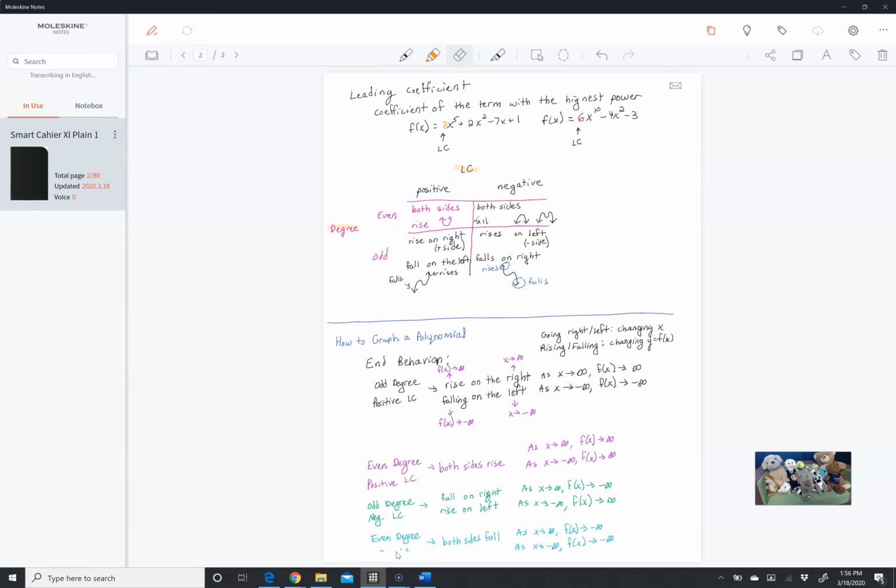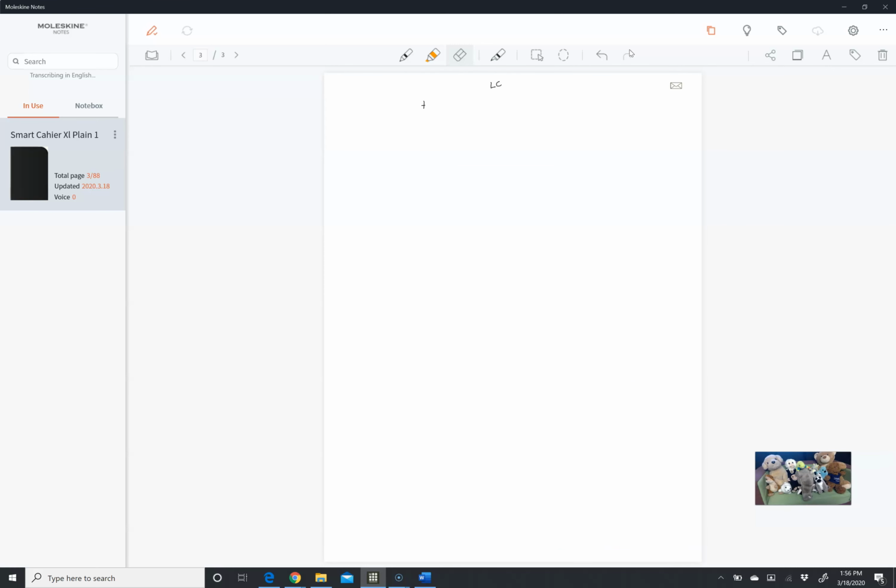I'm just going to move this up here so that you can see it. Okay, that didn't seem to be coming up. So again, we have our leading coefficient, and we talk about it being positive or negative, and then we have our degree, and we talk about our degree as even or odd. So if it's an even degree and a positive leading coefficient, then we know that both sides are doing the same thing.